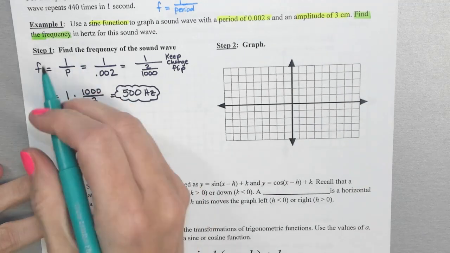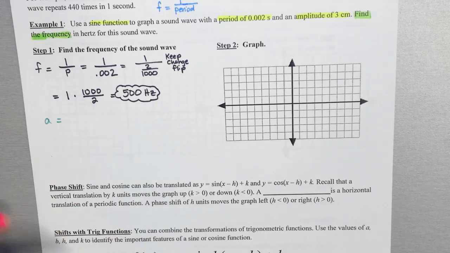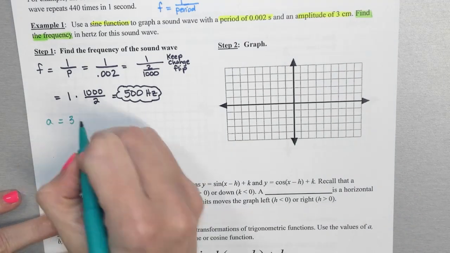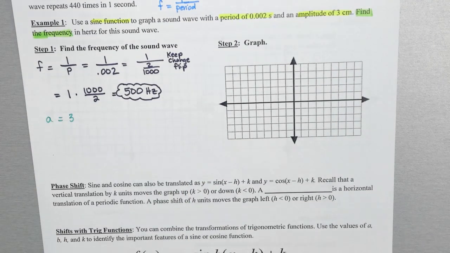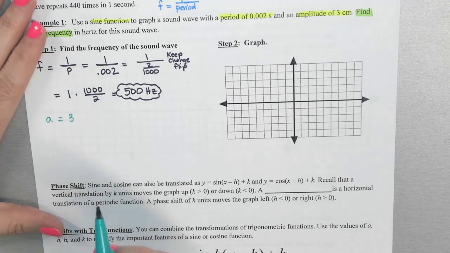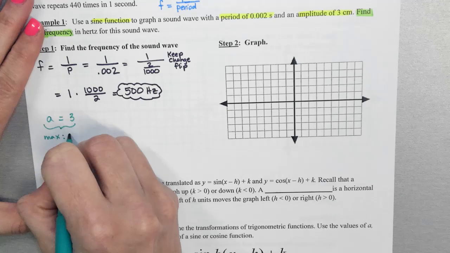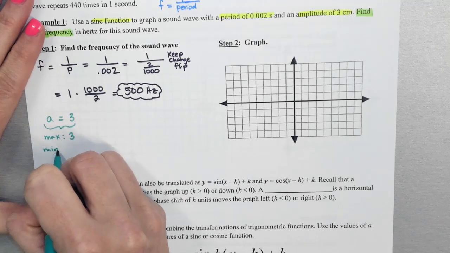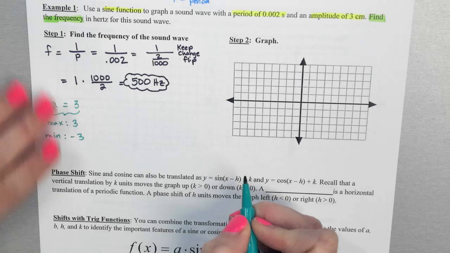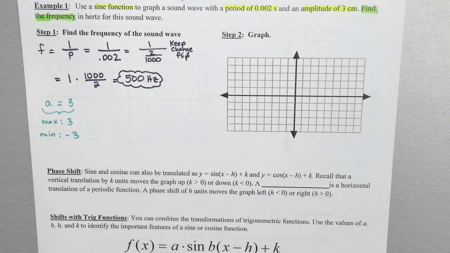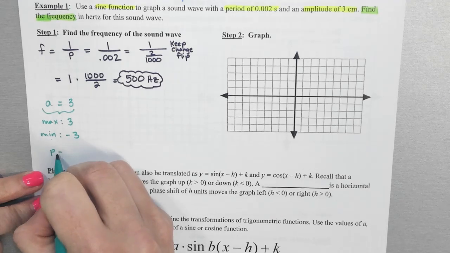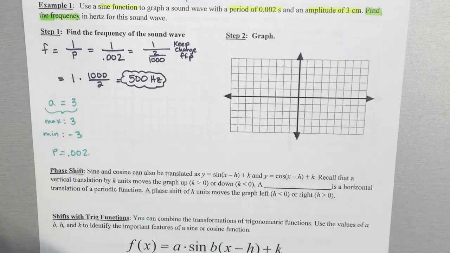And then your amplitude that was given is 3. So we know that that's going to affect the max and the min. If your amplitude is 3, your max value is 3, your min value is negative 3. And they gave you the period, which is 0.002. So that's what we're going to use to make our table.